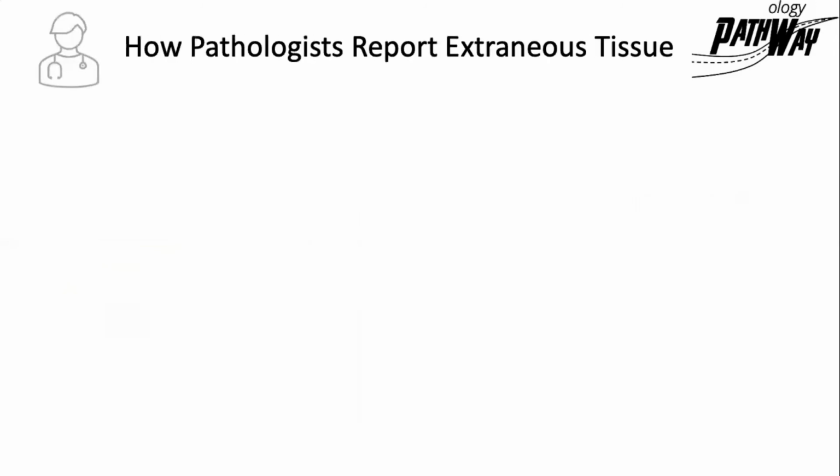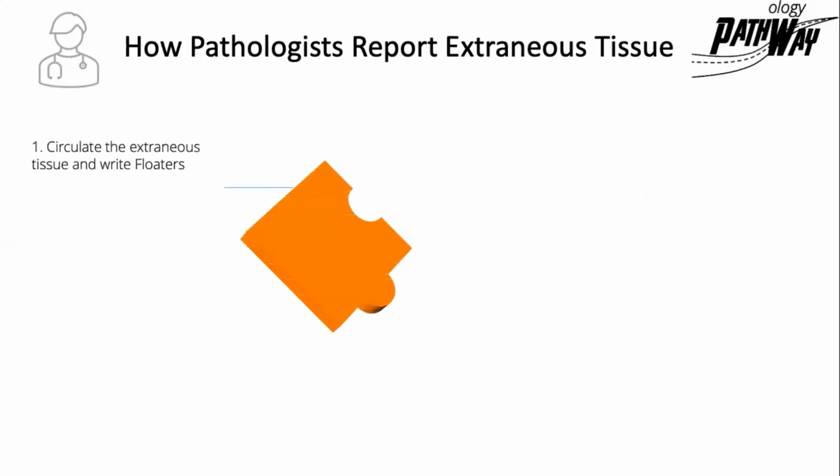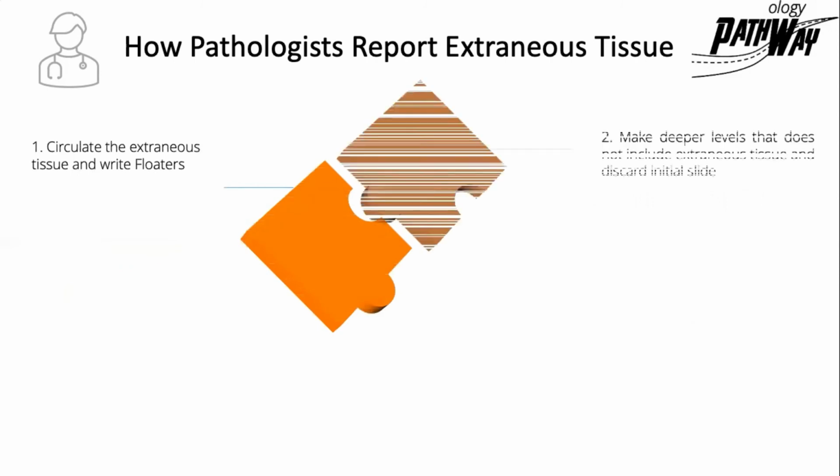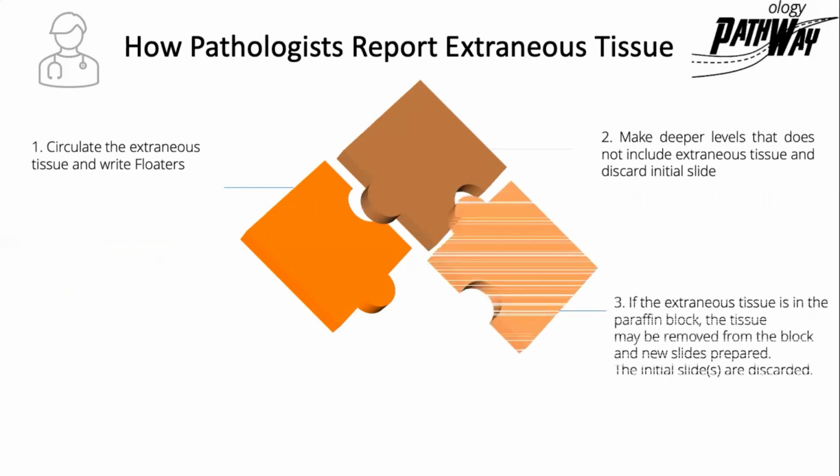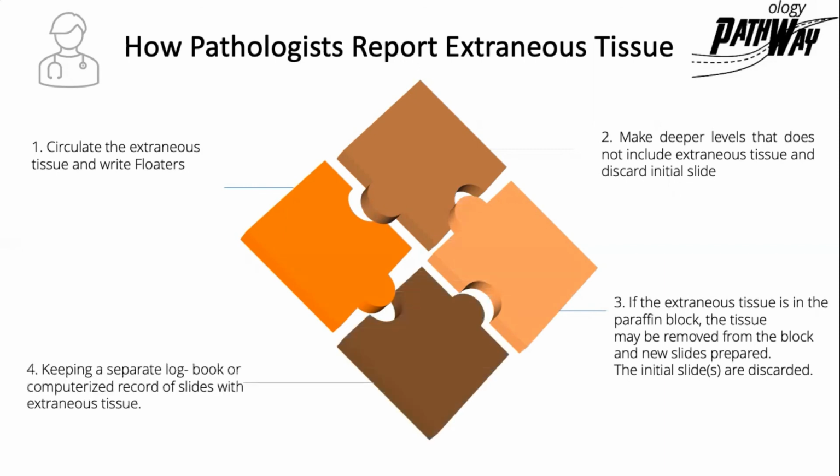If the pathologist suspects that he has extraneous tissue, how can he report it? Number one, just circle the extraneous tissue and write floaters. Number two, make deeper levels that do not include extraneous tissue and discard the initial slide. Number three, if the extraneous tissue is in the paraffin block, the tissue may be removed from the block and new slides prepared. The initial slides are discarded. Number four, keep a separate logbook or computerized record of slides with extraneous tissue.